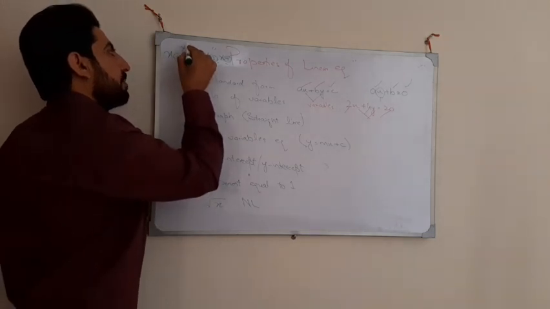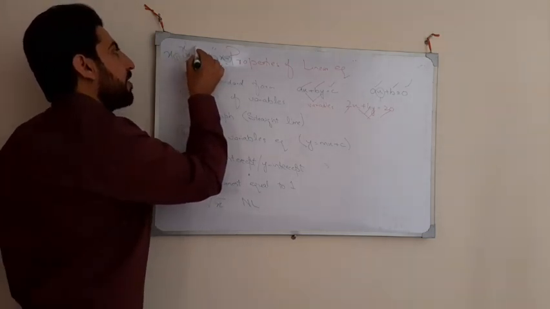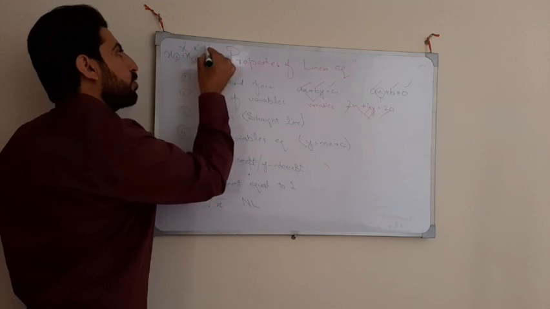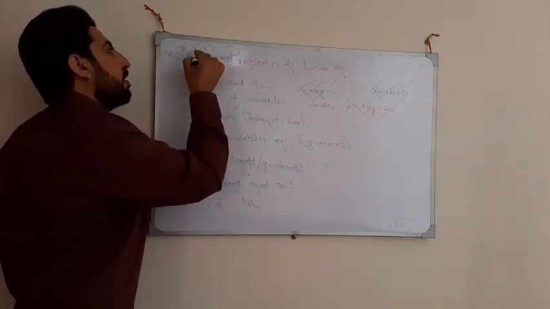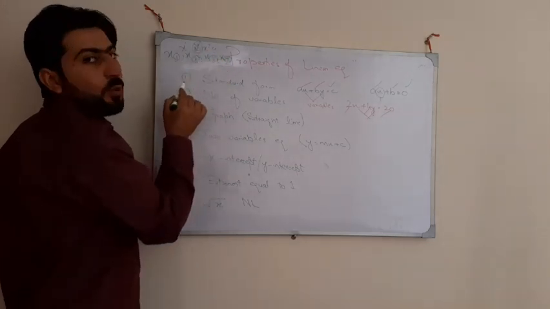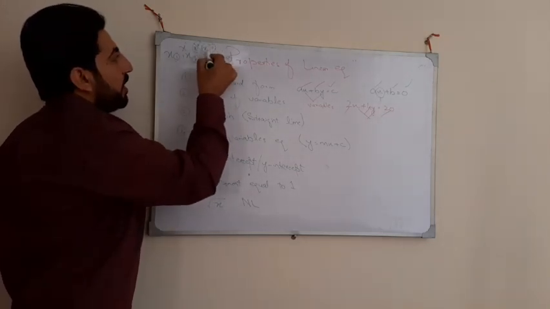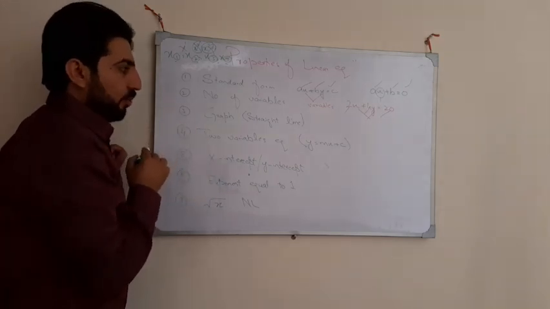If it becomes x raised to the power 1, x raised to the power 2, x raised to the power 3, then these are powers, and it is not called a linear equation. It will be called a quadratic equation, and this will be called a cubic equation, not a linear equation.